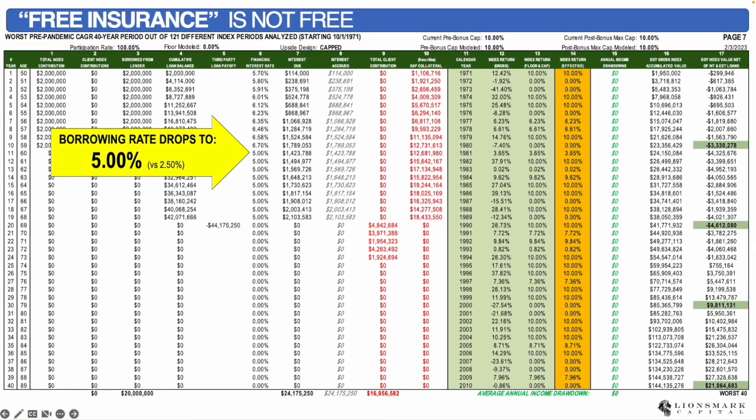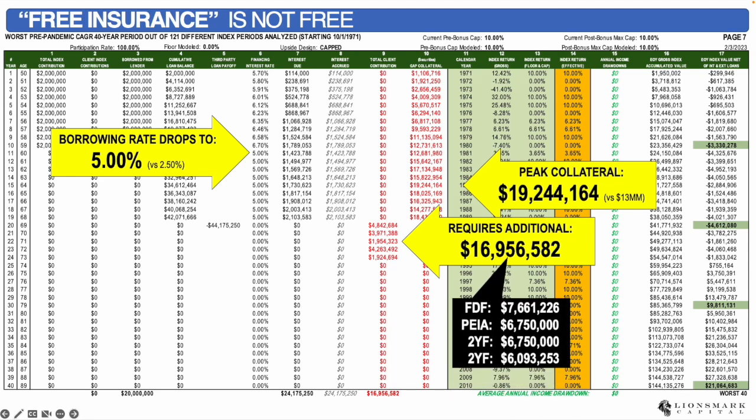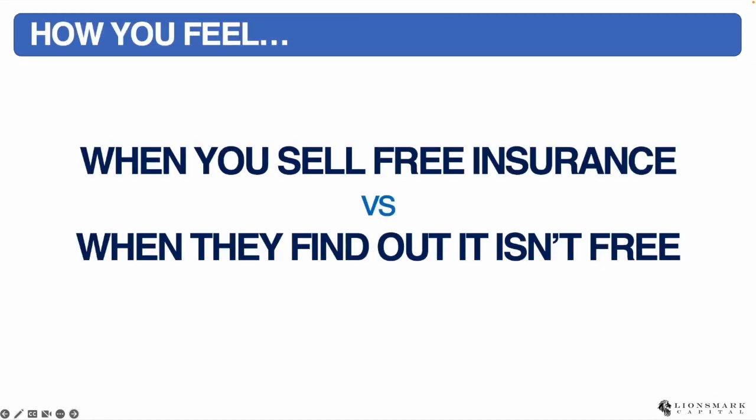But then we ran this assuming that the borrowing rates dropped to 5% instead of 2.5%. I'm showing here the worst 40-year period of all the periods we analyzed. Now the peak collateral is 19 million instead of 13 million. And after you pay the loan off, the client's going to have to come to the table with an additional almost $17 million out of pocket versus between $6 and $7 million out of pocket if this is designed more conservatively. So, do you want to take the risk and do all this? In theory, you could, but here's what happens when you sell a free insurance deal and then the client finds out it's not free.